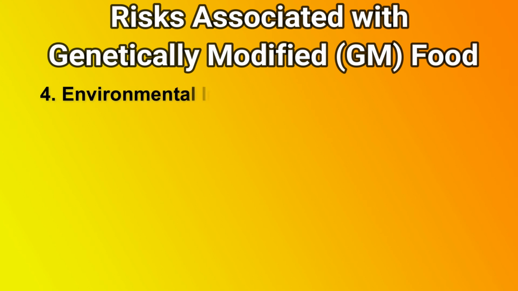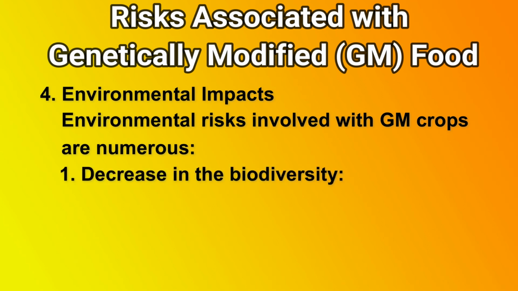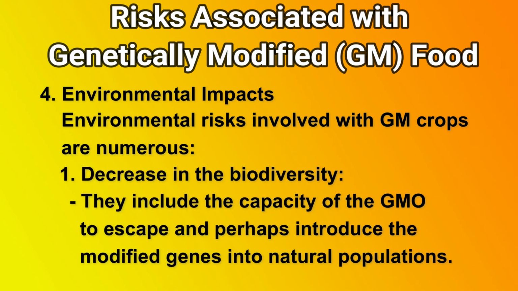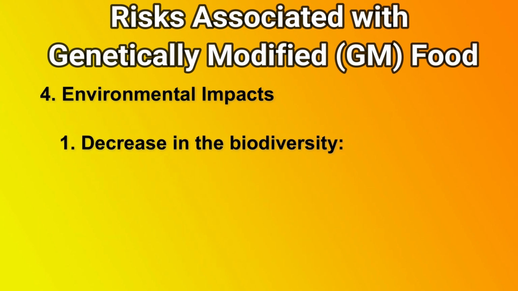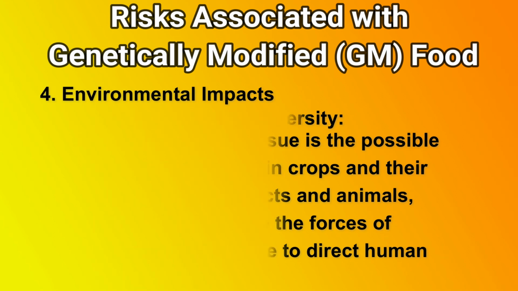Environmental impacts. Environmental risks involved with GM crops are numerous. Number one is decrease in biodiversity. They include the capacity of the genetically modified organism to escape and perhaps introduce the modified genes into natural populations. The most serious issue is the possible loss of biodiversity in crops and their accompanying insects and animals, which might change the forces of natural selection due to direct human interference.